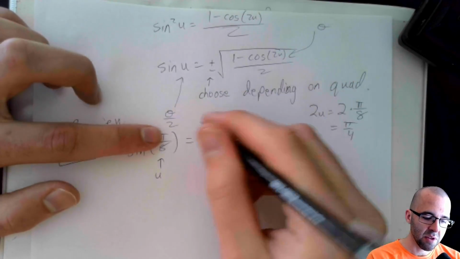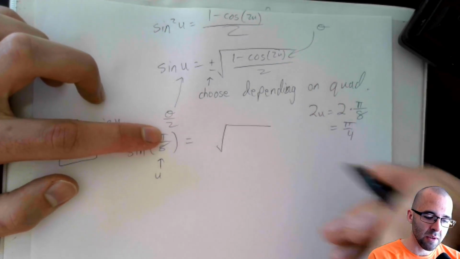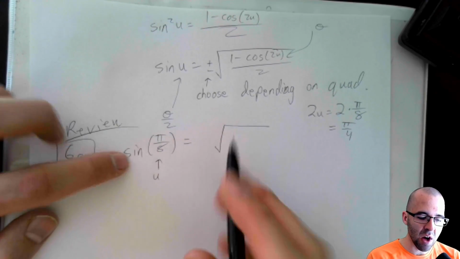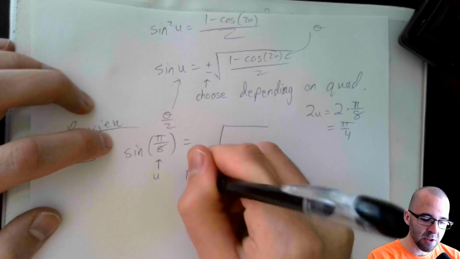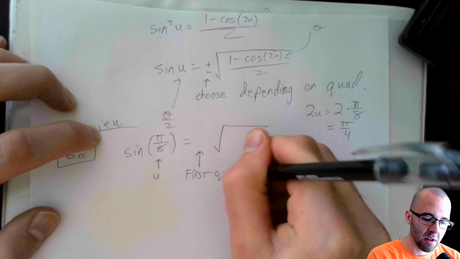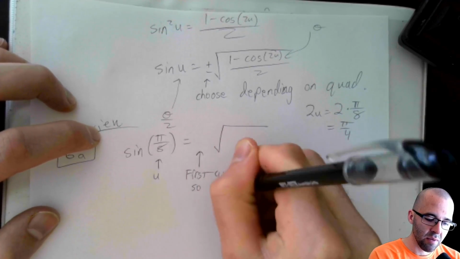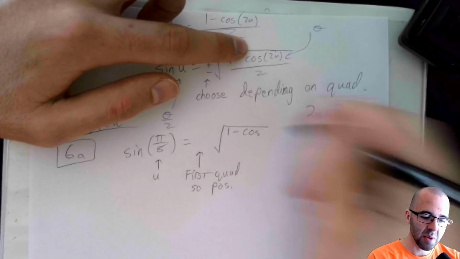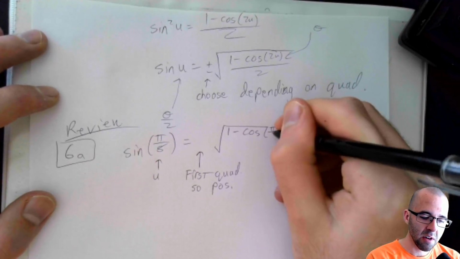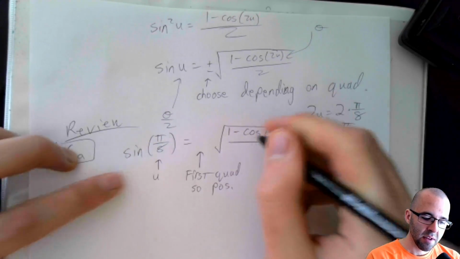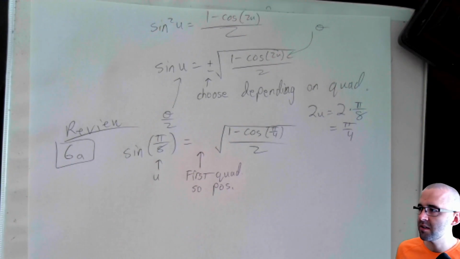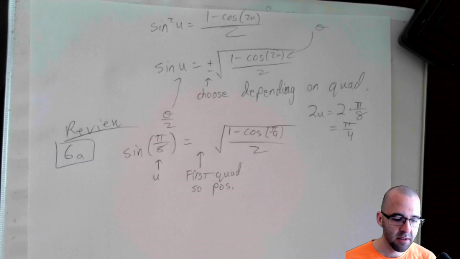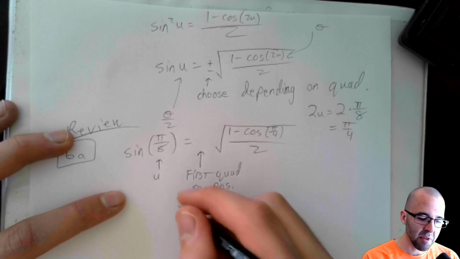So the sine is equal to the plus or minus square root, and we choose, depending on the quadrant, pi over 8. That's first quadrant. Right, first quadrant, so positive. We're not going to use a negative. 1 minus cosine of 2u, and we said 2u was pi over 4, over 2 is how we do something like this for the half angle formula. Okay? And then we just simplify.